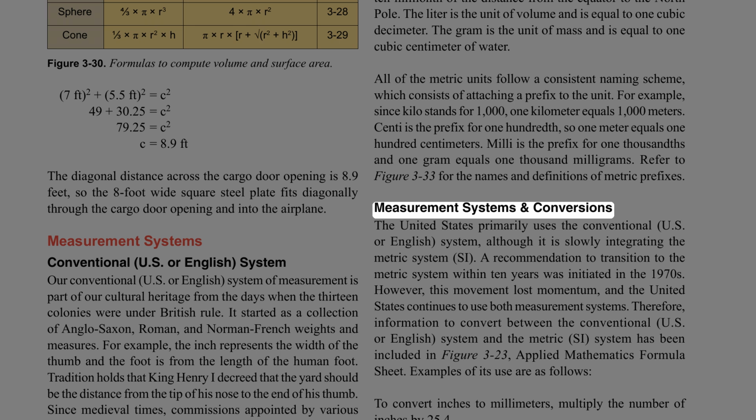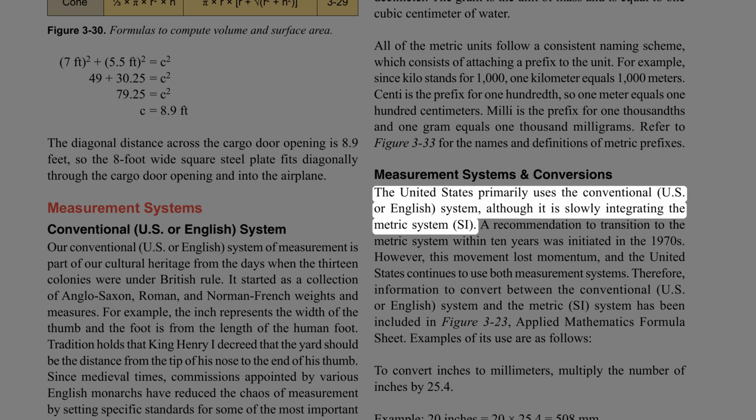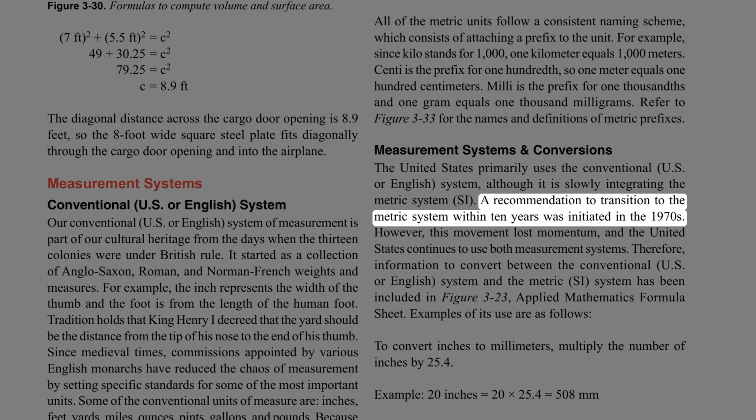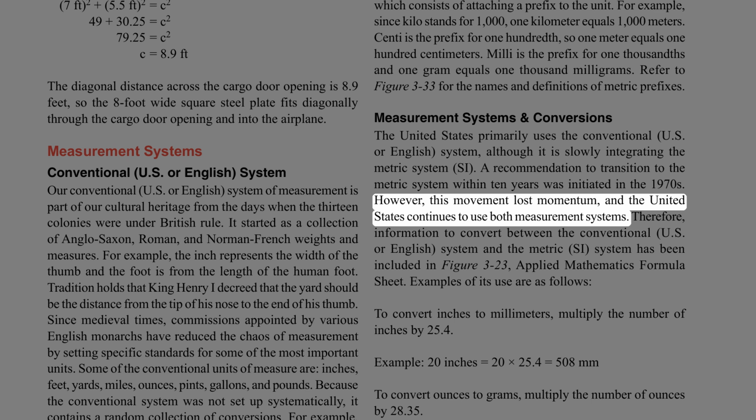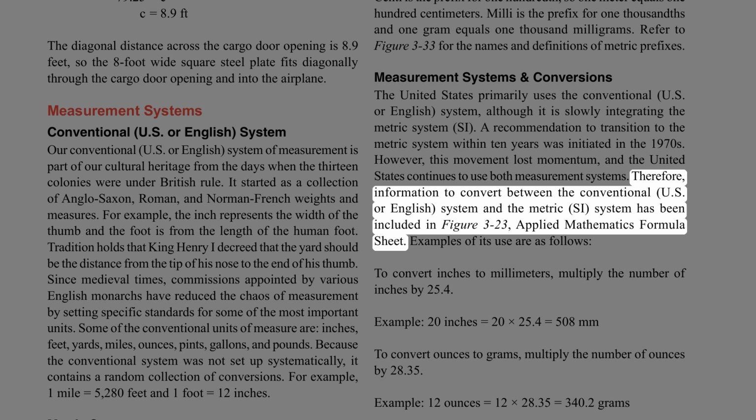Measurement systems and conversions. The United States primarily uses the conventional, US or English, system, although it is slowly integrating the metric system, SI. A recommendation to transition to the metric system within 10 years was initiated in the 1970s. However, this movement lost momentum, and the United States continues to use both measurement systems. Therefore, information to convert between the conventional, US or English, system and the metric, SI, system has been included in figure 3-23, Applied Mathematics Formula Sheet.